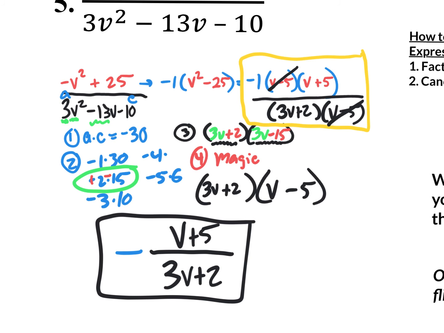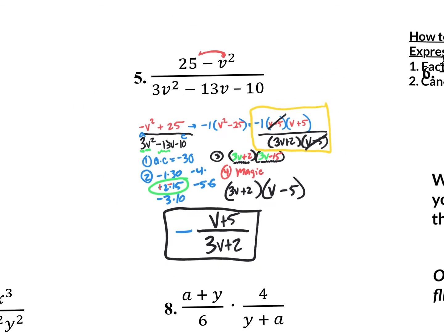If you wanted to, you could have distributed the negative 1 in, and you would have had a negative v and a negative 5. So no more negative out here. You could have had a negative v and a negative 5, but I would leave it like this. Always leave it in factored form, I would say. So that's one of the harder ones that there is.